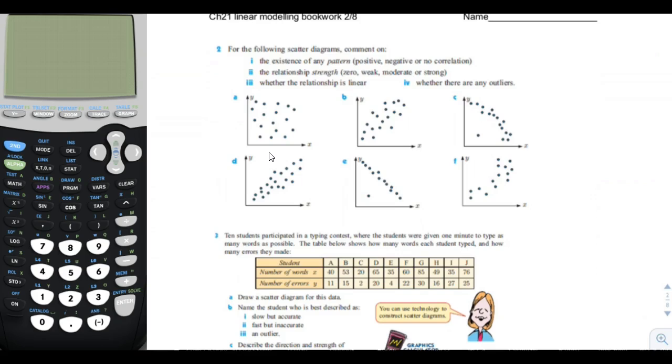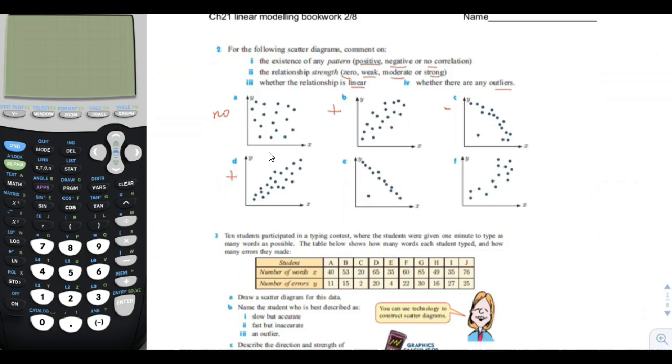Page 2. For the following scatter diagrams, comment on the existence of any patterns, positive, negative, or no correlation, and the relationship strength, 0, weak, moderate, or strong. Whether the relationship is linear and whether there are any outliers. Okay, so let's look through these and first say positive, negative, or no correlation. So this one looks like no correlation. It doesn't look like a line that goes up or a line that goes down. This one I would say is positive. This one I would say is negative. One kind of goes up, one kind of goes down.